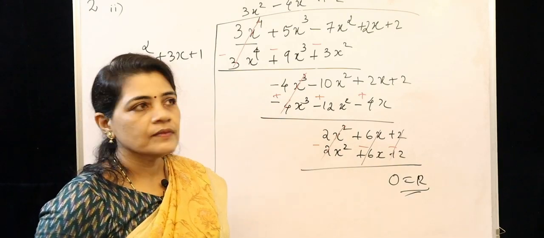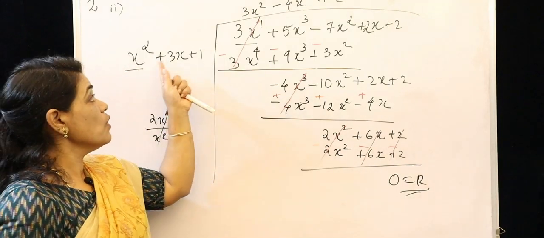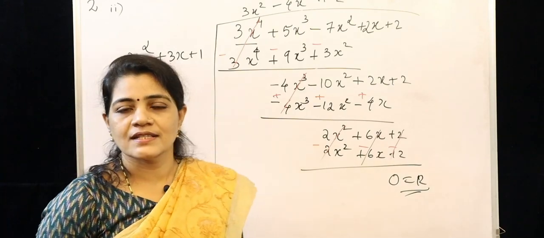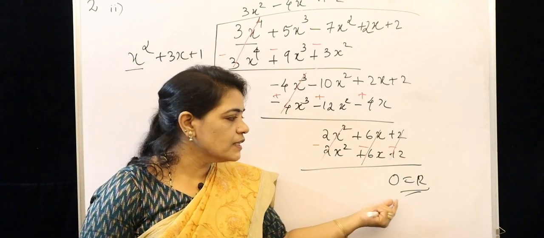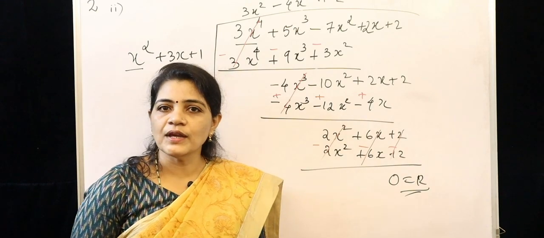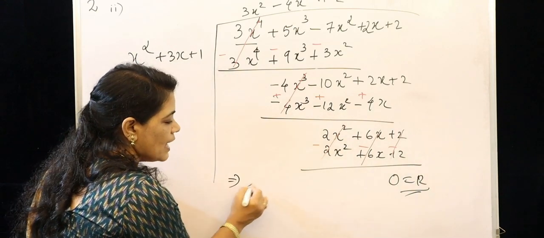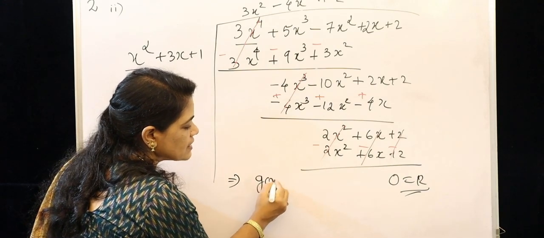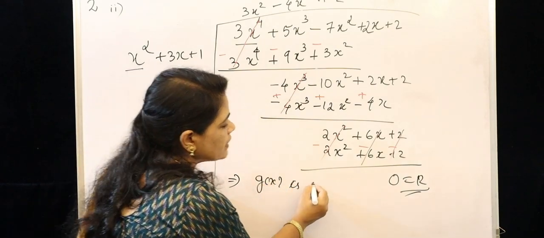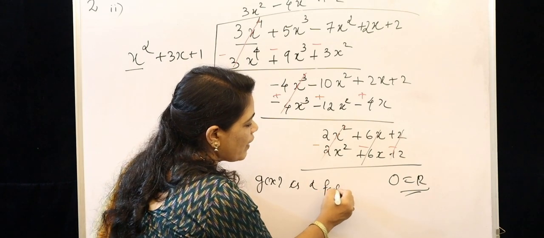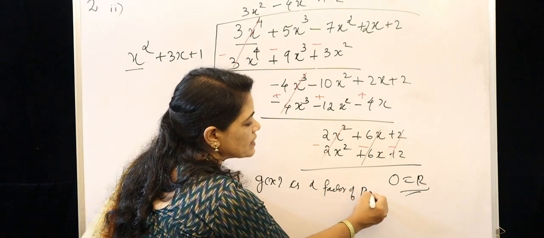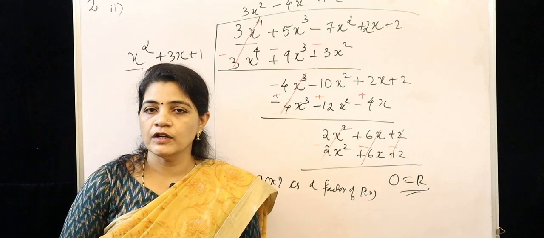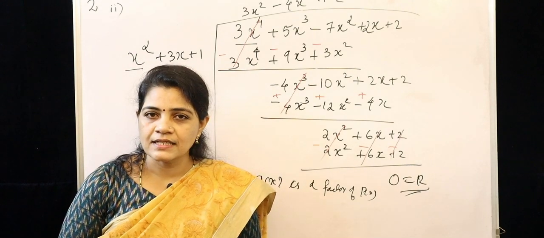Which means this g of x is the factor of p of x. Why? Because we have the remainder 0. Which implies g of x is a factor of p of x. Okay, this is all about this problem. So I will do one more problem from this exercise.